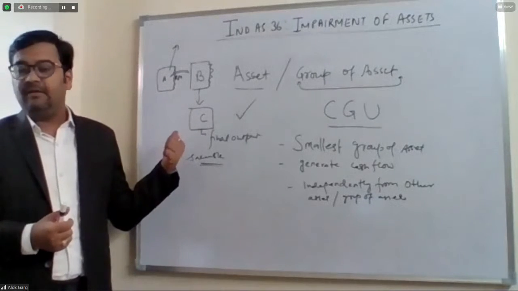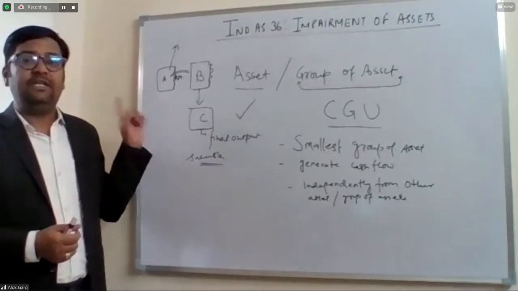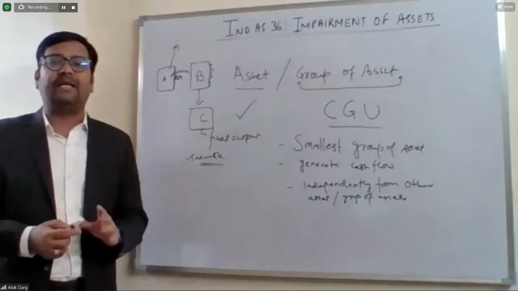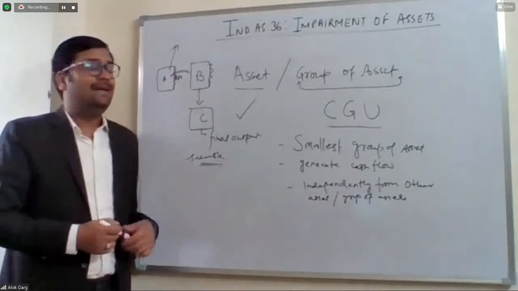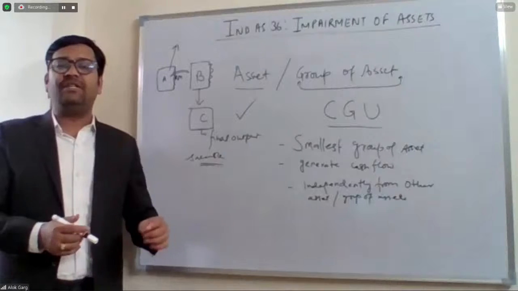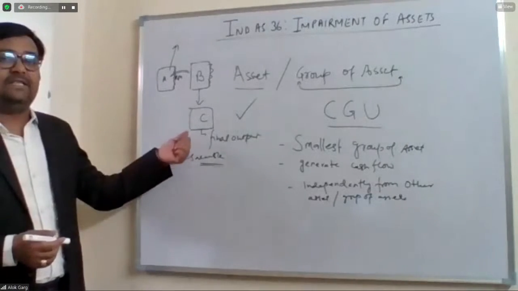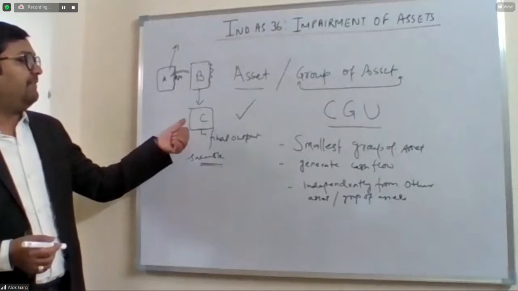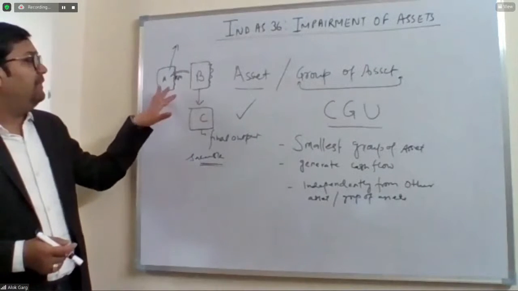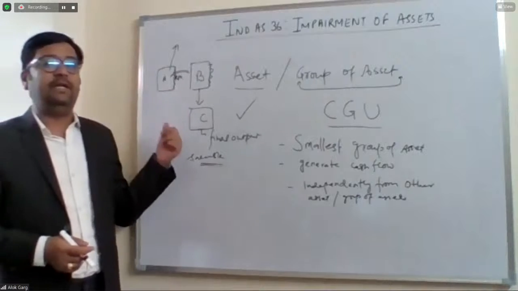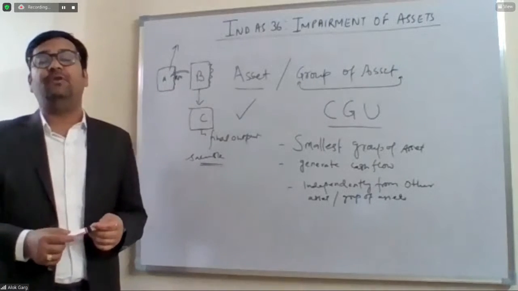Can I say this machine A can generate the cash flow independently? Answer is no. Can I say this machine B can generate the cash flow independently? Answer is no. But this machine C can generate the cash flow because the final output comes to machine C. But without support of machine A and machine B, machine C cannot generate the cash flow independently.